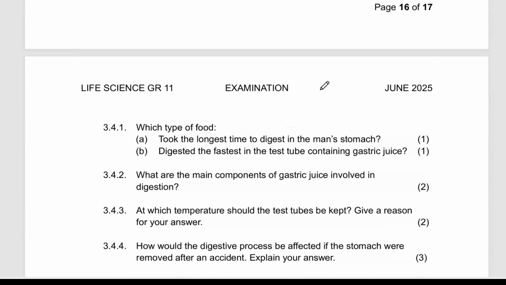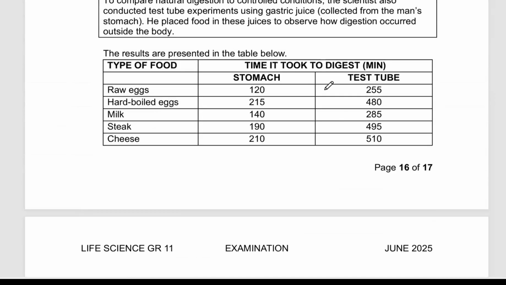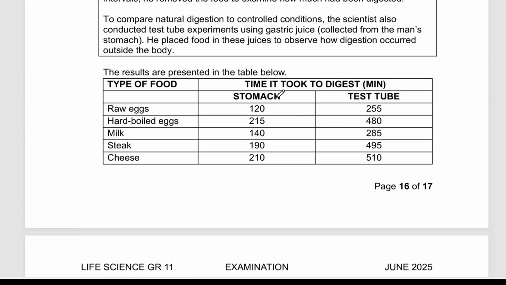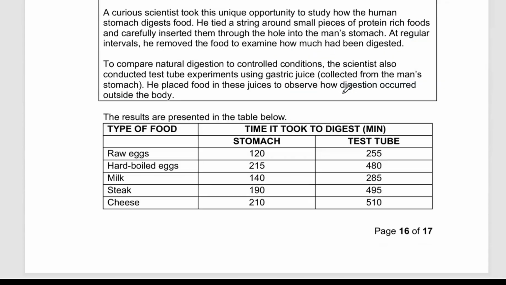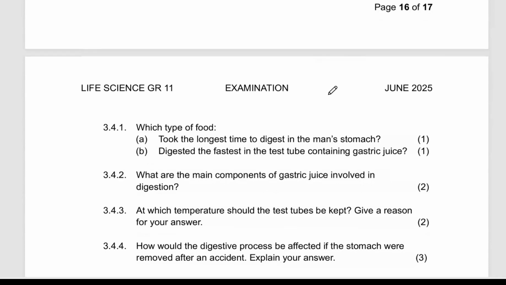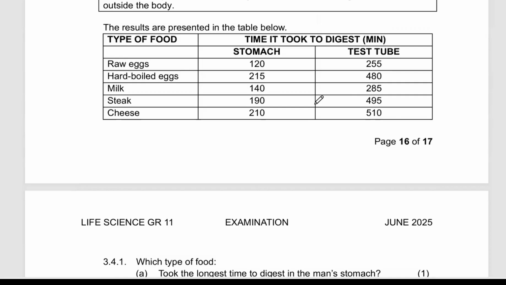What type of food took long? Time it takes to digest. Okay, now here we are able to see that. What type of food took the longest in the man's stomach? Man's stomach, we see here, it is boiled eggs. We see here it's boiled eggs. So the answer is there.